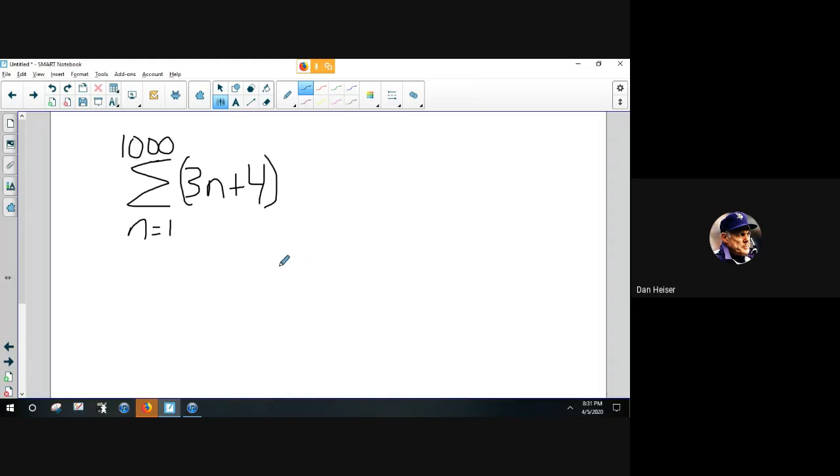Last example. n equals 1 to 1,000. 3n plus 4. Now, there's no way we are going to plug in every single number from 1 to 1,000. This should tell us that there's some kind of pattern that's going to emerge, and once we find the pattern, we'll be able to do this a little easier.